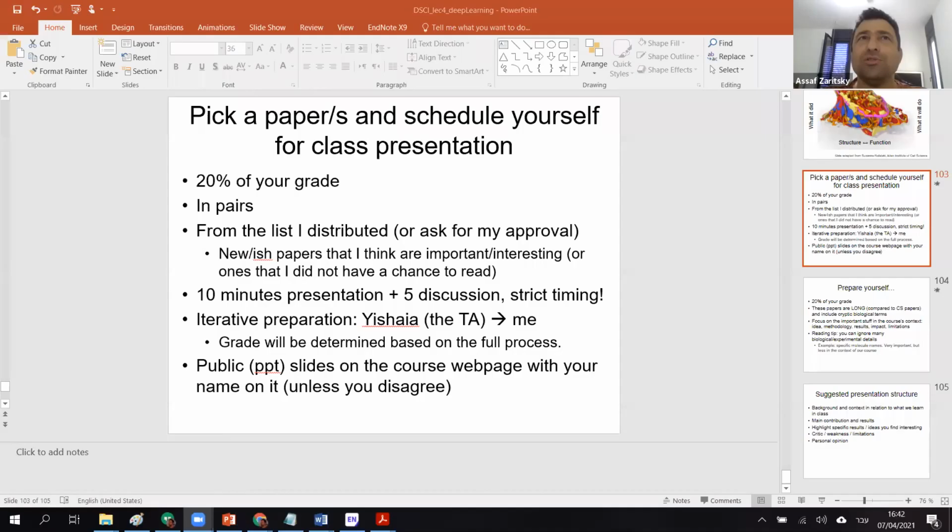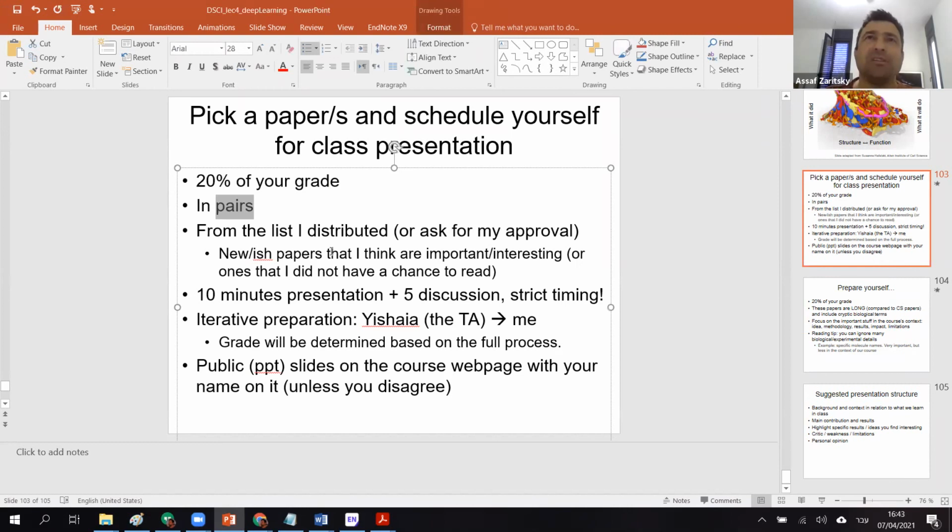Okay, so pick a paper and schedule yourself for class presentation. And this is 20% of your grade in the course. A presentation is in pairs. If someone wants to be alone, then fine, but the pairs is a more technical restriction because I want it to be effective, right? I want to teach you other things. I want to have time to teach you myself and not spend too many weeks on student presentations.